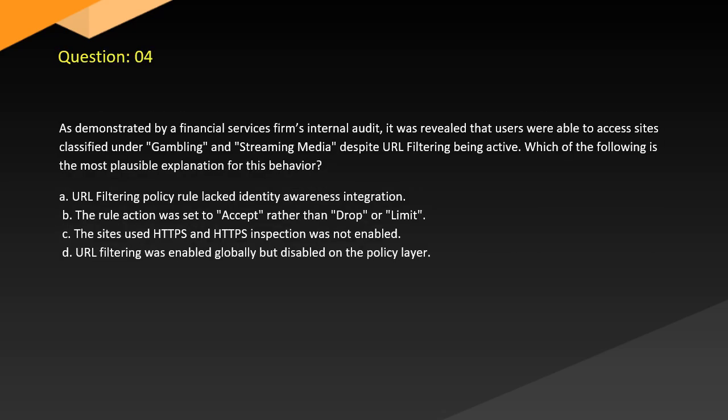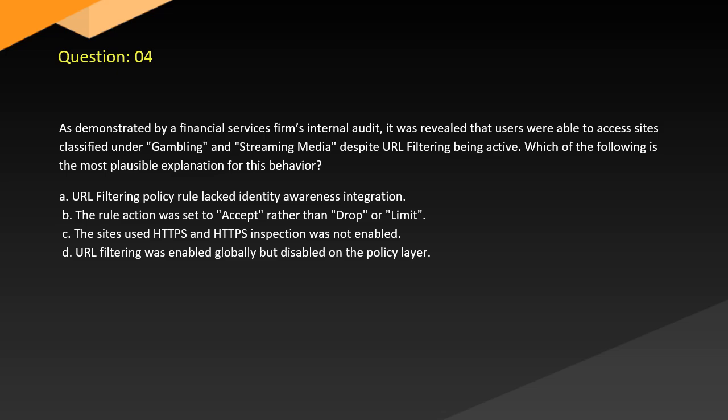Question 4. In an internal audit of a financial services firm, it was revealed that users were able to access sites classified under gambling and streaming media despite URL filtering being active. Which of the following is the most plausible explanation for this behavior? A. URL filtering policy rule lacked identity awareness integration. B. The rule action was set to accept rather than drop or limit. C. HTTPS inspection was not enabled. D. URL filtering was enabled globally but disabled on the policy layer.